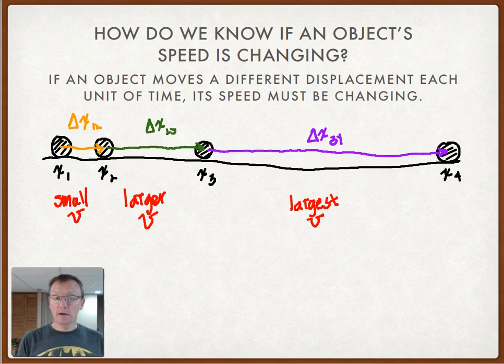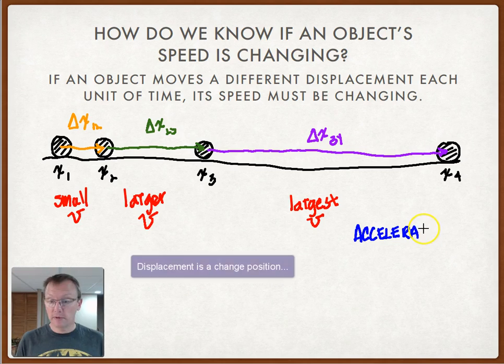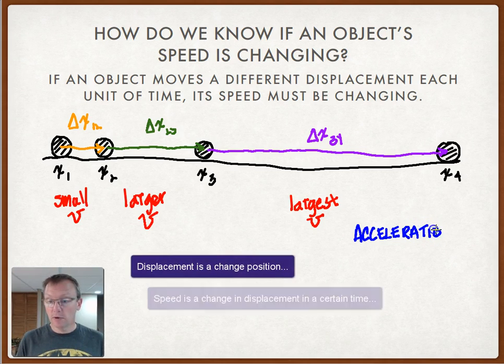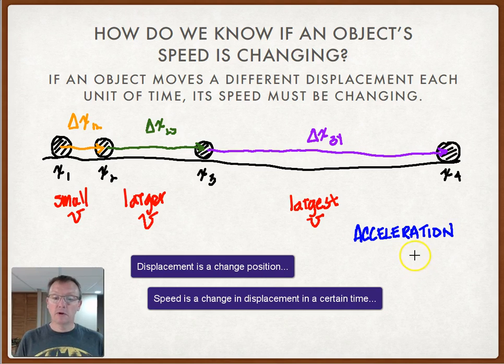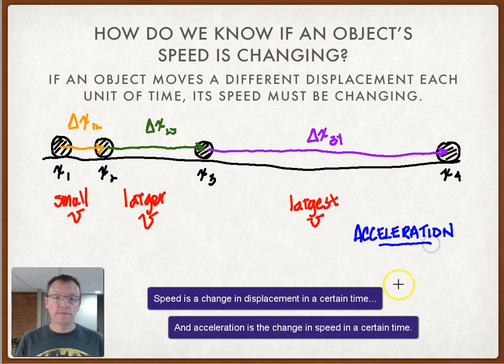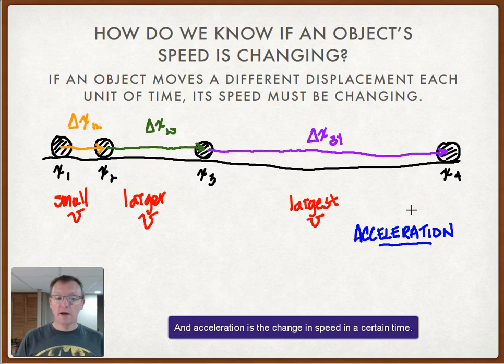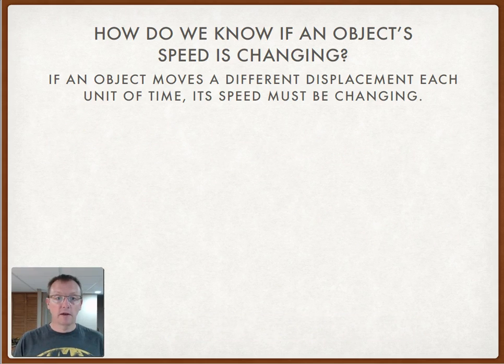That idea of a speed changing in that way has a special name, and that special name is acceleration. So this brings us to the next idea. There are three basic ideas that go along with all motion. The first one you learned was displacement. The second you learned was speed. And the third that you learned is acceleration. So there we go. Hopefully that makes sense. Now let's move on to the next slide.